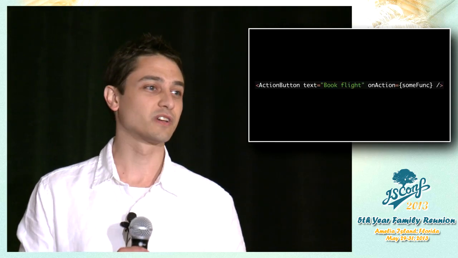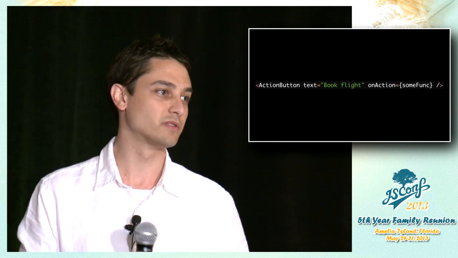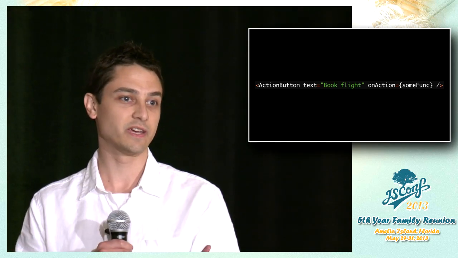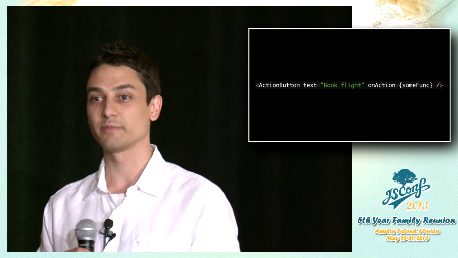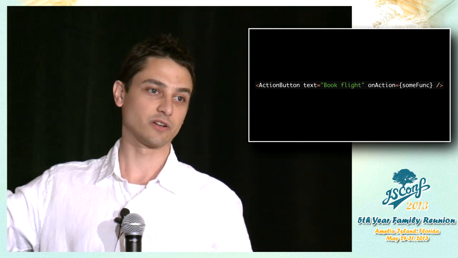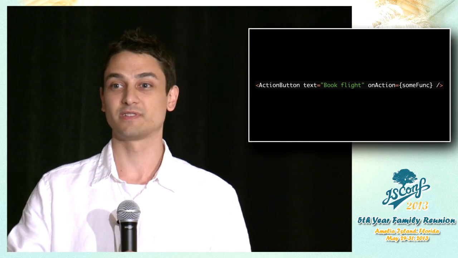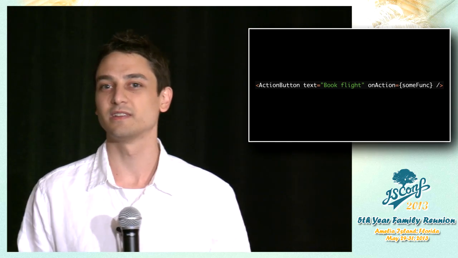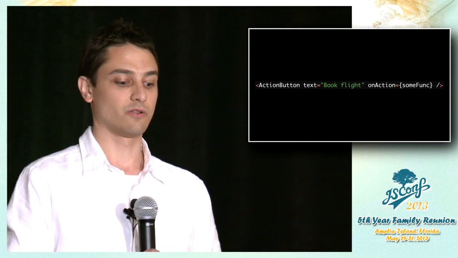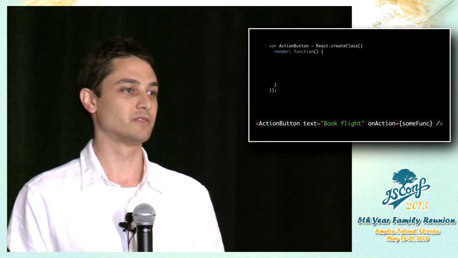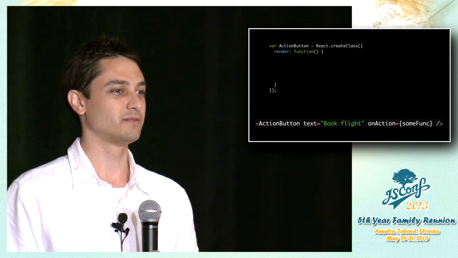The way that you use a custom component is a lot like the way that you would use a div or a span. We can use the XML syntax JSX to instantiate it. And so we have XML attributes, text, and an onAction callback provided here. And these become the properties of your React component instance. You probably want to check out how we implement or define this action button.